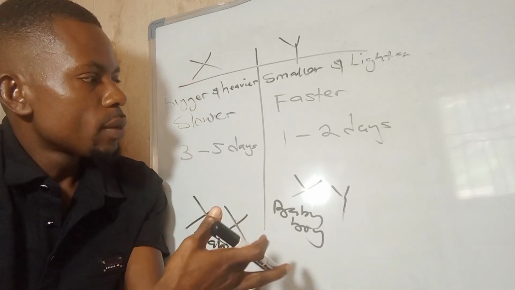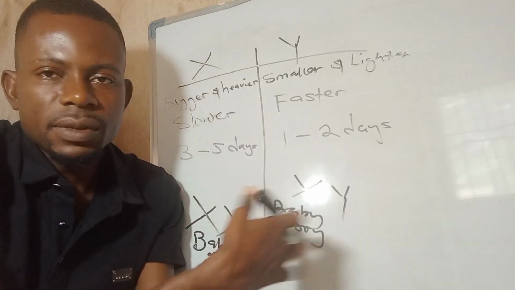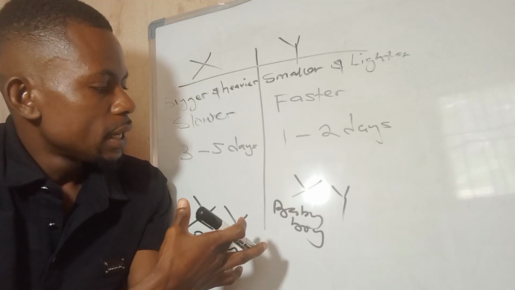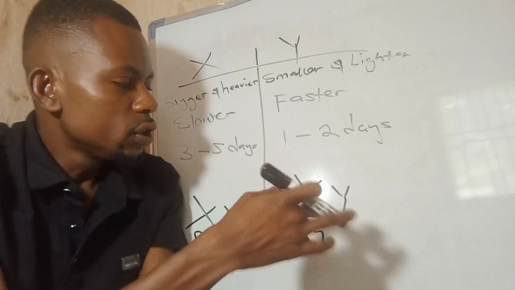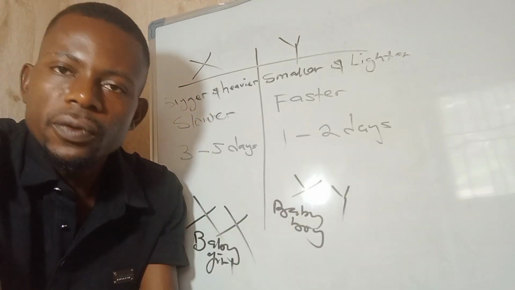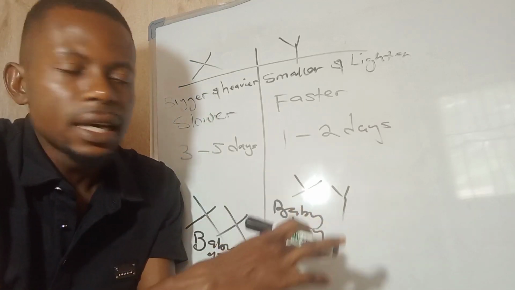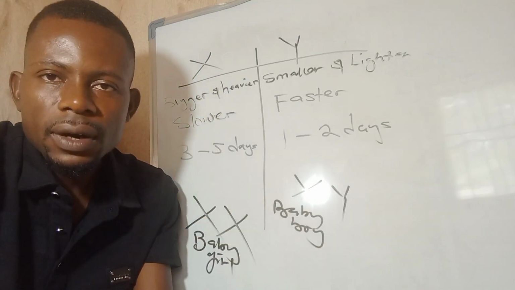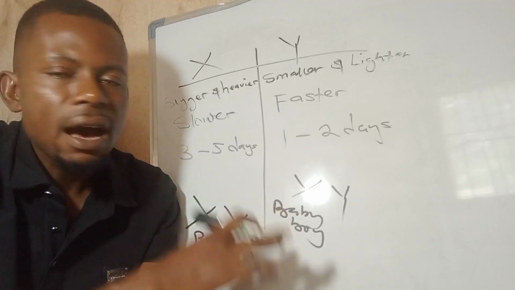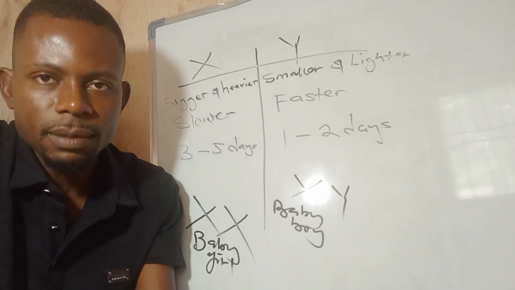So it is left for the woman to make her environment conducive for any of those sperm cells. If she wants the sperm cell with the X chromosome to fertilize her egg, then she needs to have sex 3 to 5 days before her ovulation. And if she wants the sperm cell with the Y chromosome to fertilize her egg, then she needs to have sex during her ovulation or a maximum of 24 hours after ovulation, because the man will always give you both types of sperm cells.